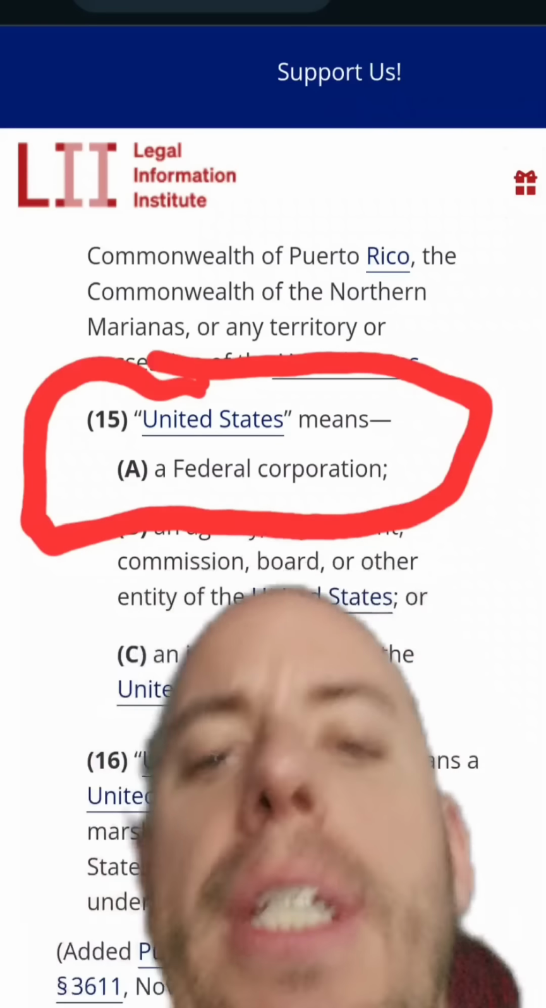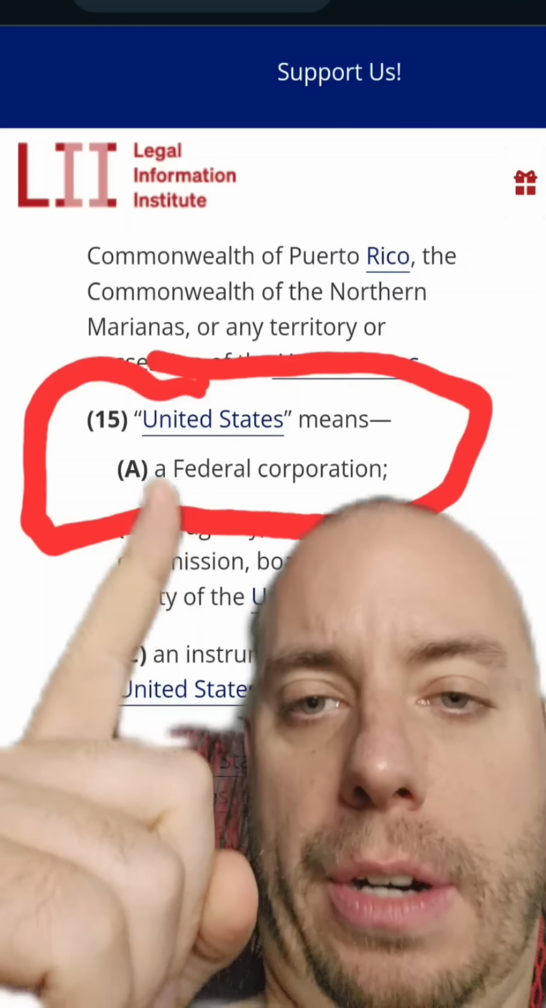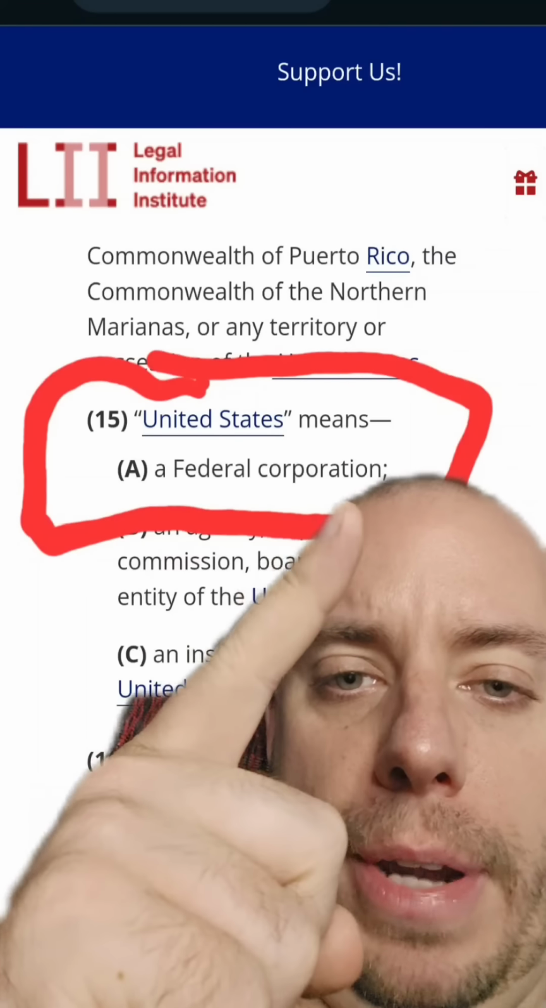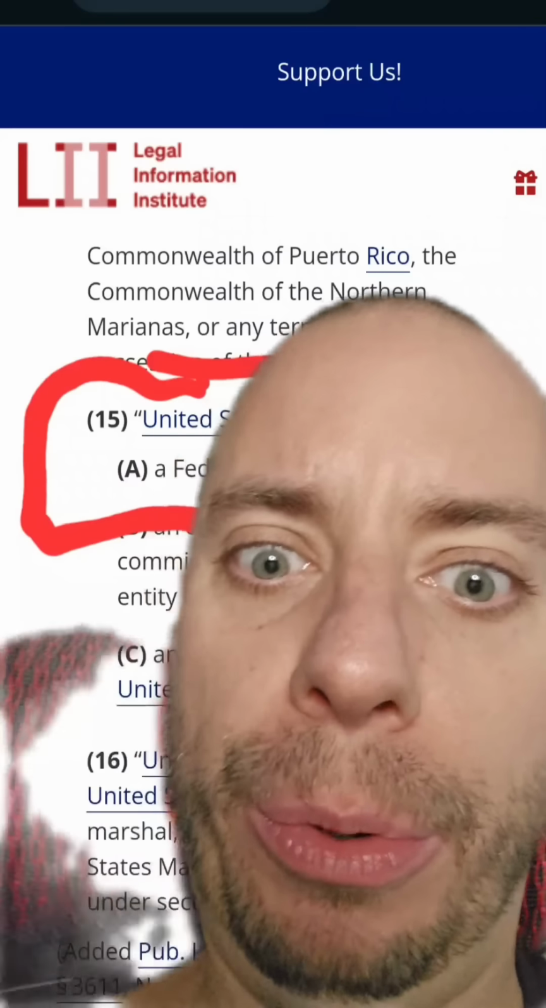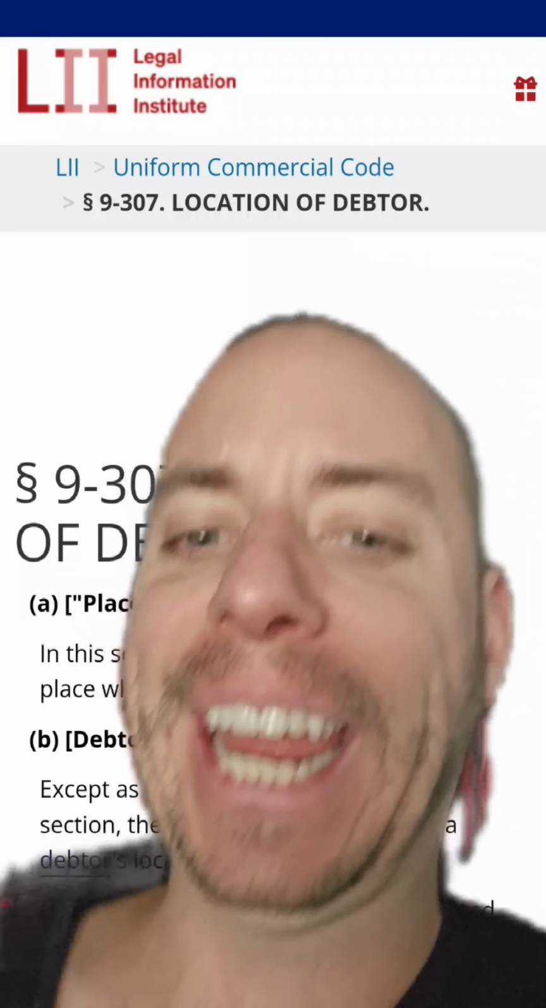Now in 28 USC 3002, you're going to scroll down to subsection 15, and you're going to see here, United States means a federal corporation. What? Okay, now we're going to find out where that corporation is located.